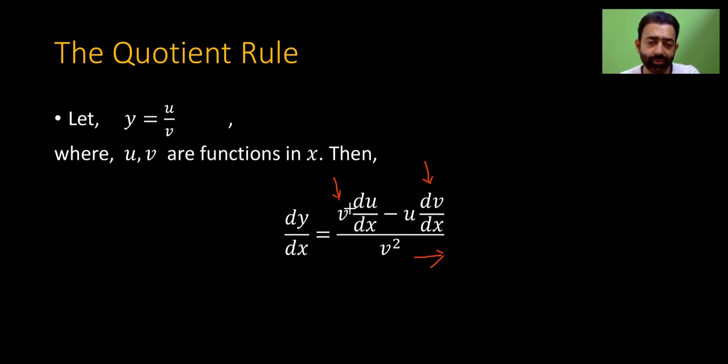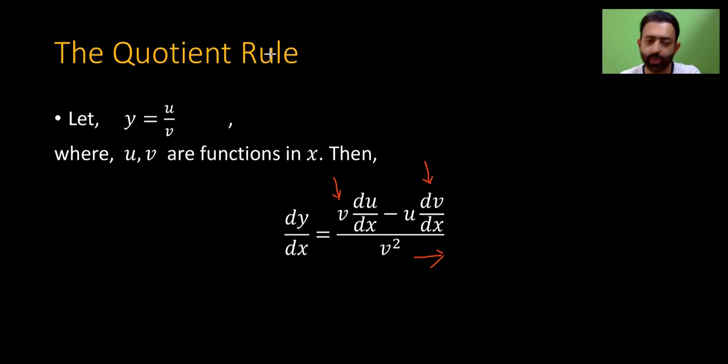Keeping v as constant, differentiate your first function, but here we have a minus sign. If there is a minus sign, there is a difference between which term you write first and which you write second. If you interchange this, writing u dv by dx first and then v du by dx after it, the answer will be negative. So this sequence has to be taken care of. First we keep v as constant and differentiate the numerator, then a minus sign, keeping u as a constant, and then differentiating the denominator function. But this we do after squaring the denominator.